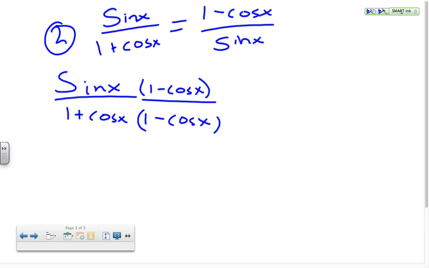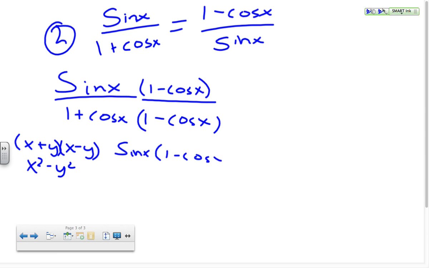I have 1 plus cosine of x times 1 minus the cosine of x. Now if you remember, our rules are a squared minus b squared. That's not right. You have x plus y times x minus y. Again, some of these algebra rules you have to remember. X squared minus y squared. Okay? So this is 1, this is x plus y, x minus y, right? In a sense. So we have sine of x times 1 minus cosine of x over 1 minus cosine squared of x. Okay? Super convenient. This is all working out.